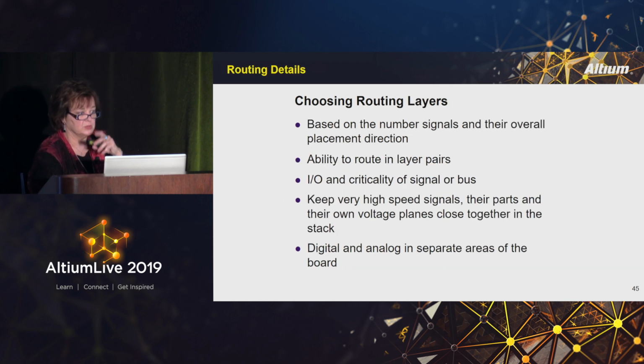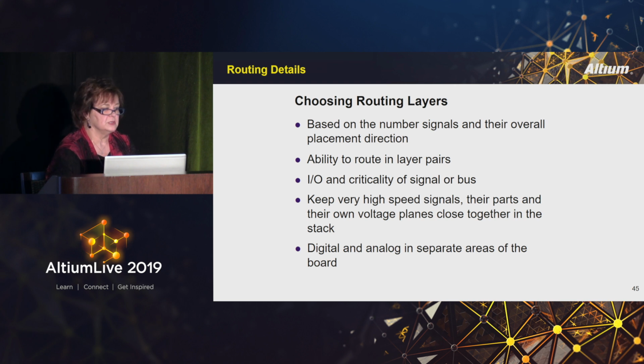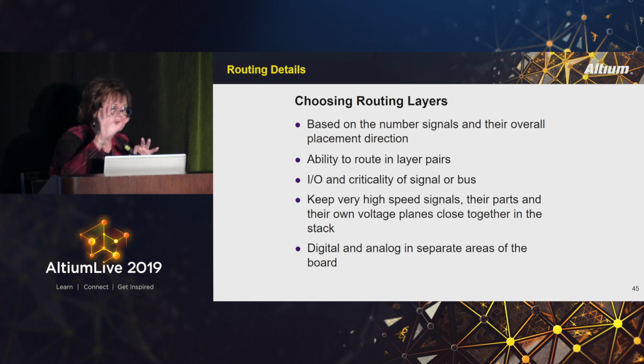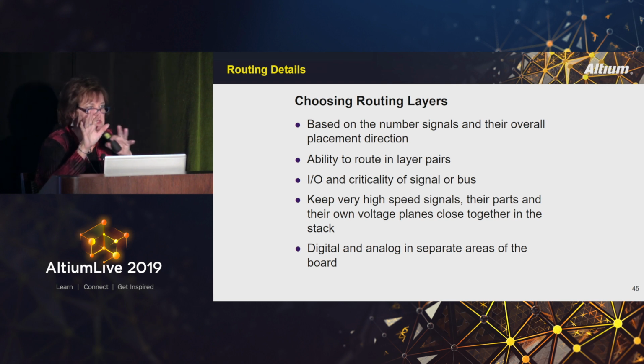Choosing the routing layers would be based on the number of signals and their overall placement direction, the ability to route in layer pairs, whether you have I/O, or criticality of the buses. You want to keep the very high-speed signals and their parts in their own regions of the board. You don't want to put a critical area right next to a really slow area on the same side of the board, or an analog area. You don't want to put those next to each other because you don't want them interfering with each other.